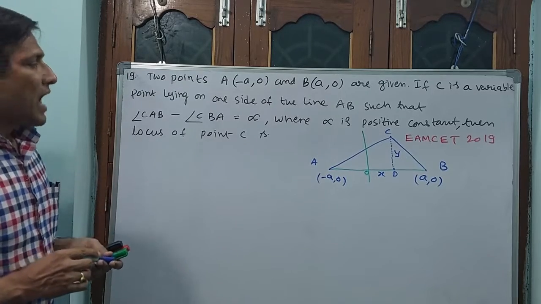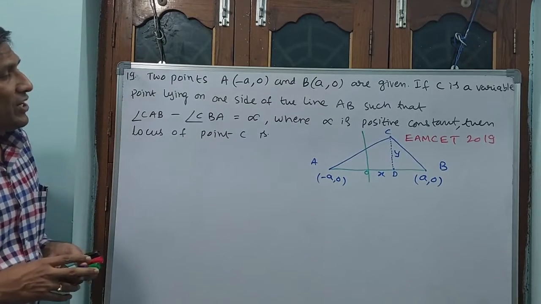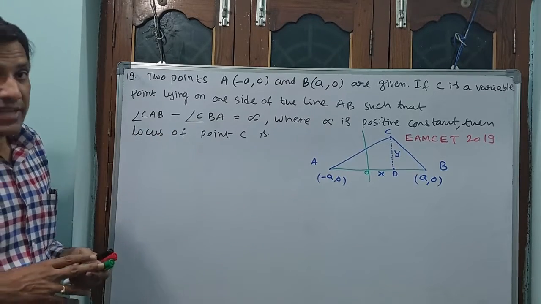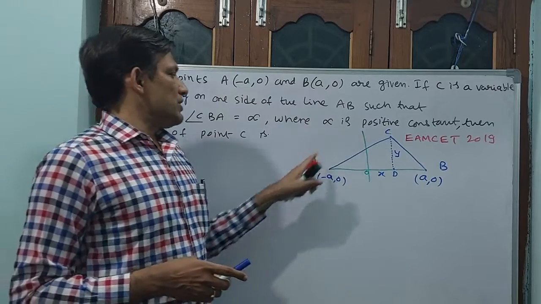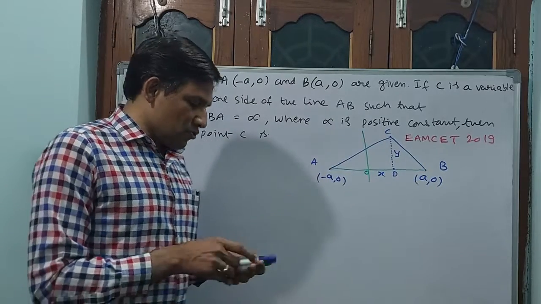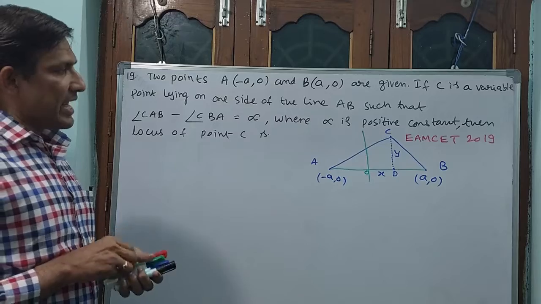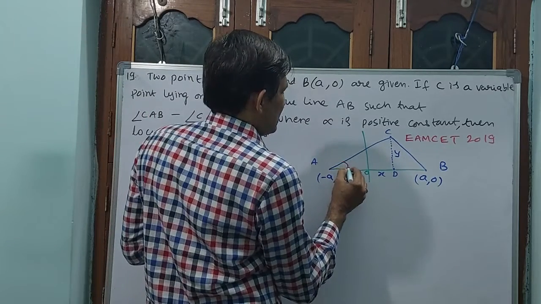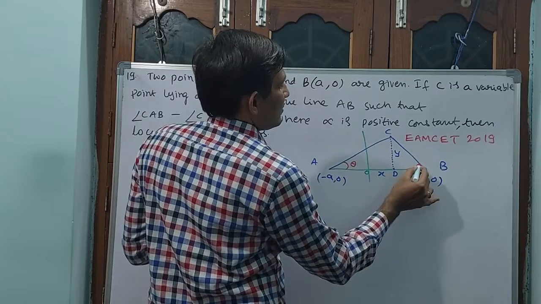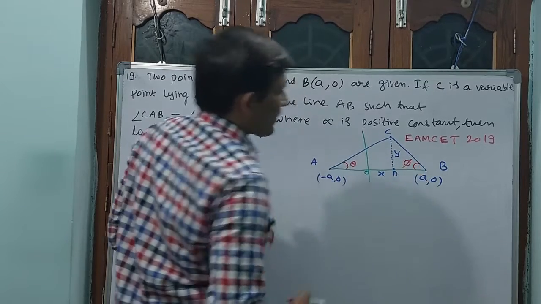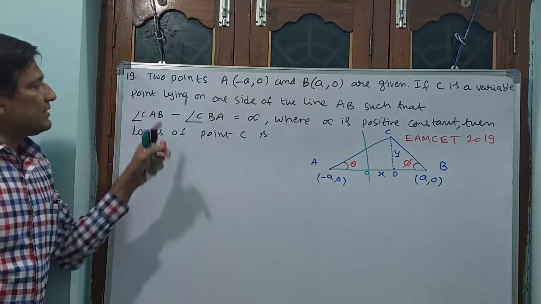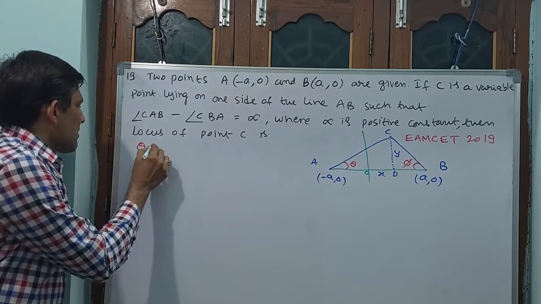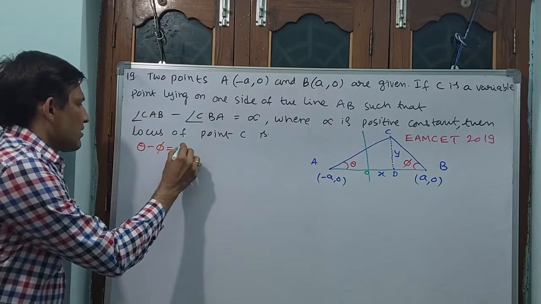Another thing I have mentioned: angles CAB and CBA. These two angles also you have to write. I am writing angles. These angles I am taking as theta and phi. This is theta, this is phi. Clearly they have mentioned that theta minus phi is equal to alpha. Write down: theta minus phi is equal to alpha.